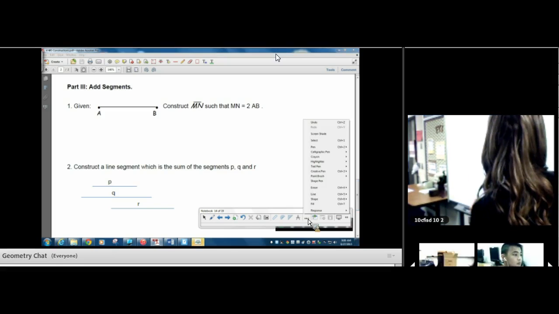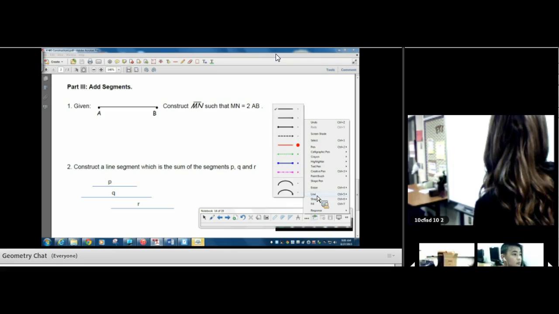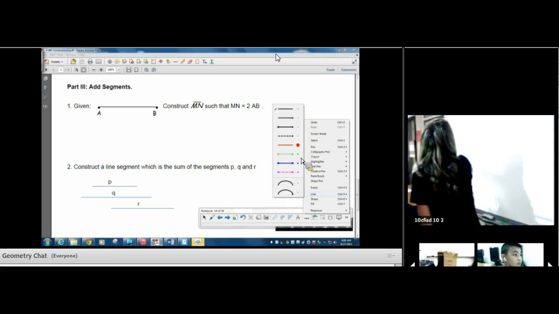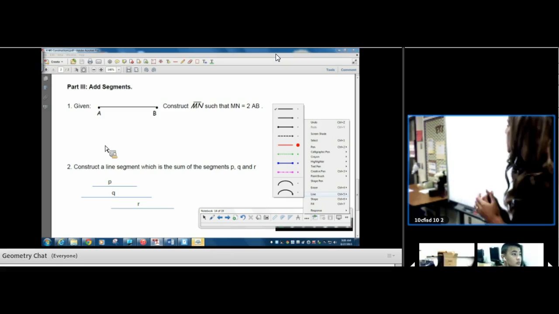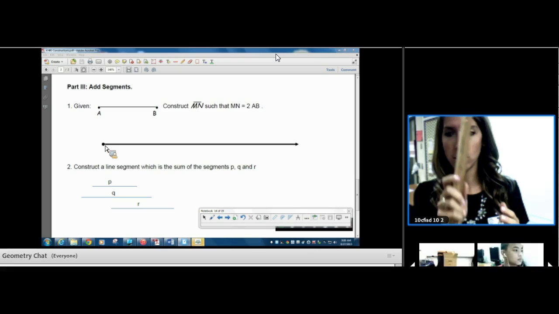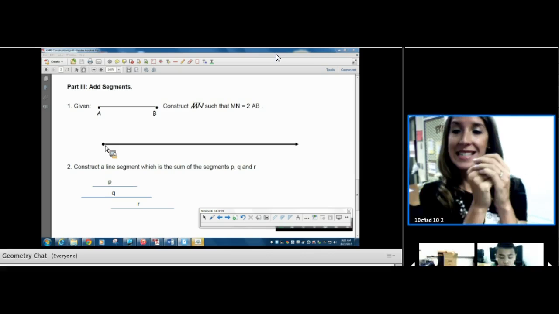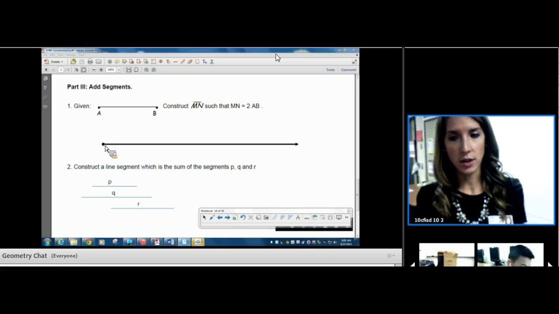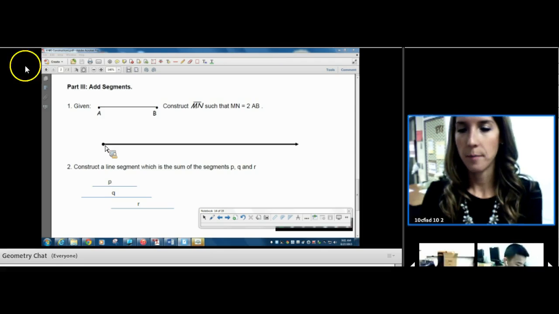Let's see if I have that tool. Cool. I get to cheat. Okay, so you're going to use your straight edge, and you're going to draw your own ray on there. I'm not calling it a ruler, I'm calling it a straight edge. Make sure it has an end point because you have to know where to start.